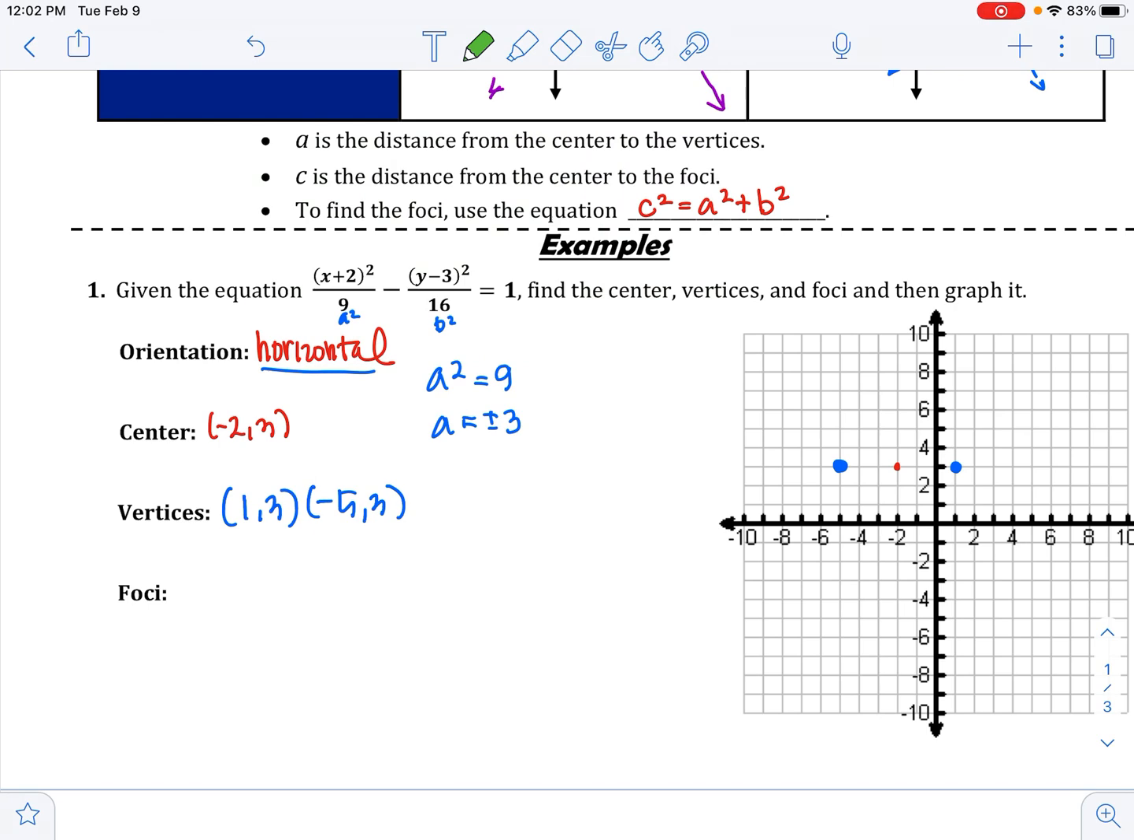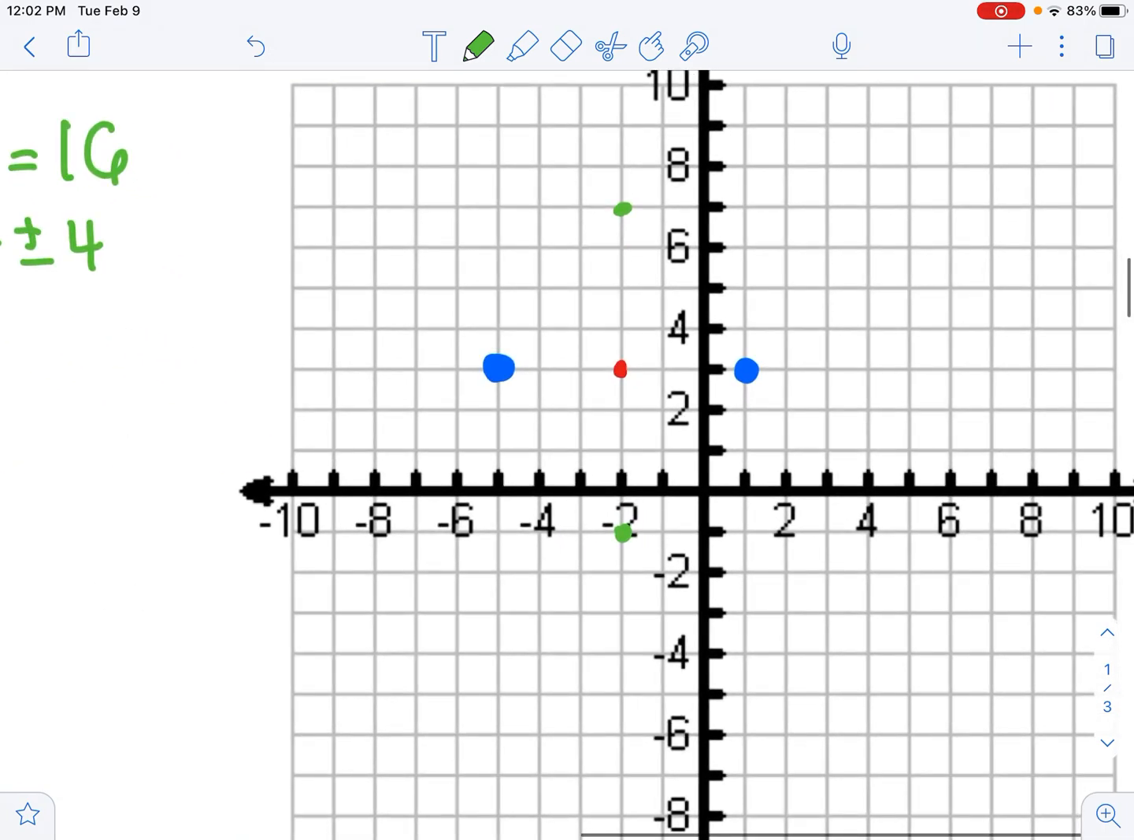All right, now I need the other 2 points. They're not called co-vertices, but if you call them co-vertices, I know what I'm talking about. They're not part of the hyperbola at all. They're used to make the skeleton. B squared is 16, so B is plus or minus 4. So I'm going to go up 4 and make a point, and down 4 and make a point. And notice I'm not making those crazy like the blue ones.